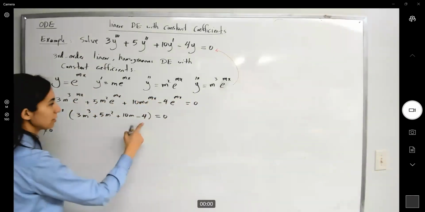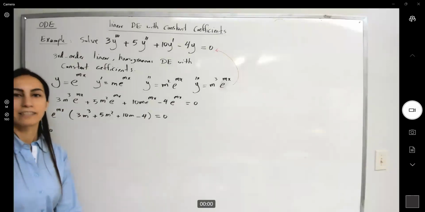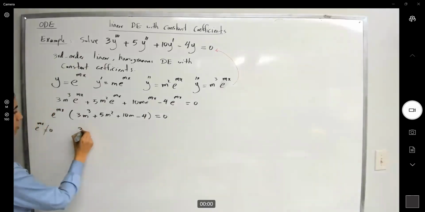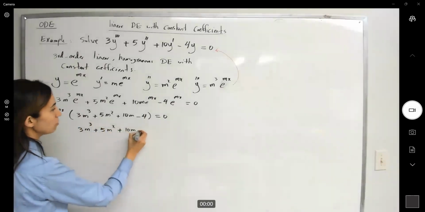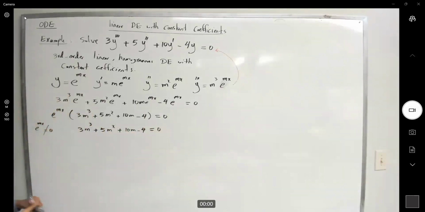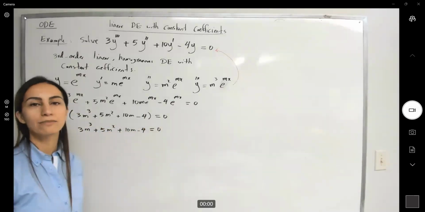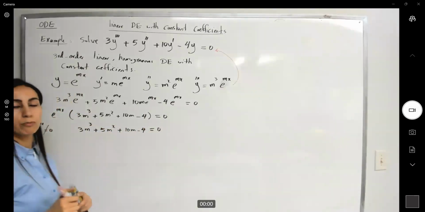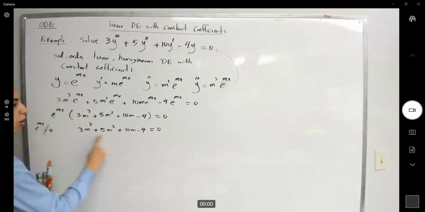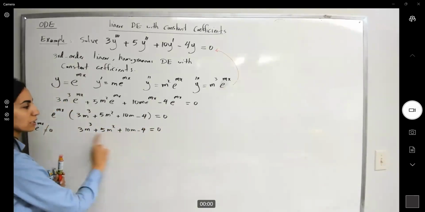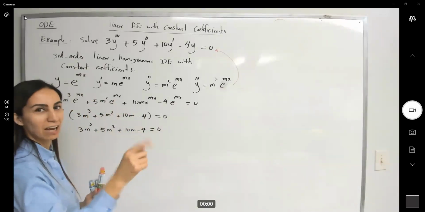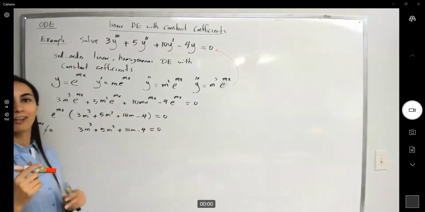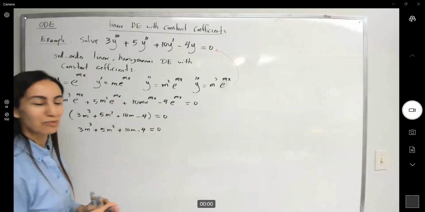So it means that this auxiliary equation, characteristic equation, is 0: 3m cubed plus 5m squared plus 10m minus 4 is 0. We're trying to break this down so that we can solve it. First, by inspection, we need to find a possible solution for this equation, which gives us a linear factor. Then by doing the long division, we can find the rest of the factors.